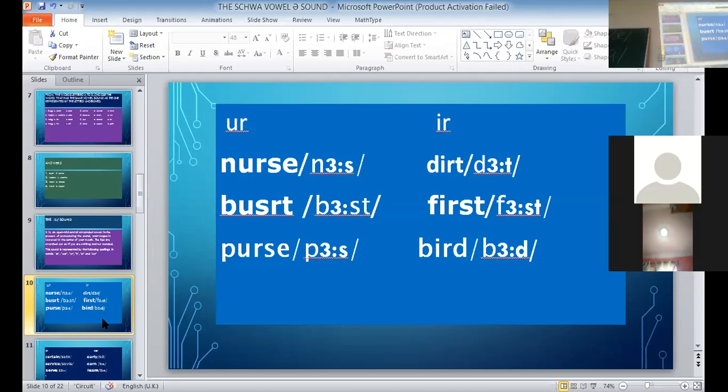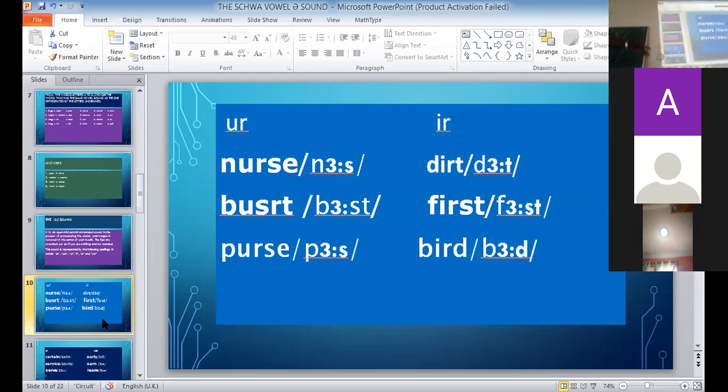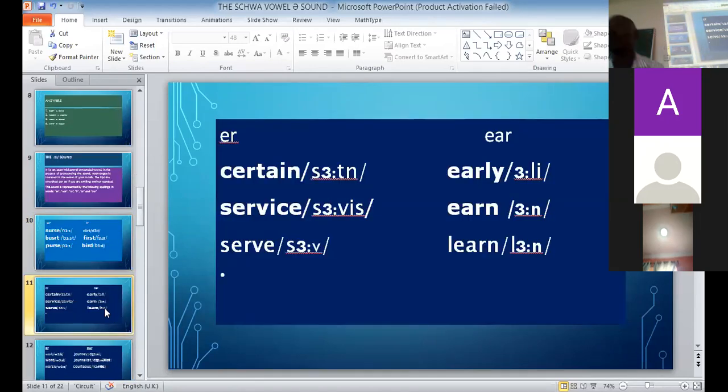In Nigeria, we say it's north, but the preposition is not in the next. That is the symbol representing the U-R. Please take notes. We have next, we have best, and then we have bird. Let's take the next slide. E-R, like E-A-R. You can see there, we have setting, service, set, early, end, and leg.